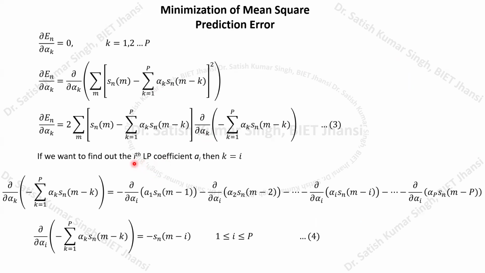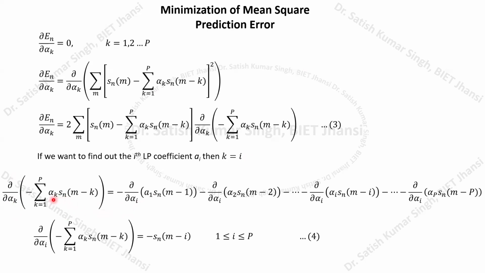Obviously, this ith predictor coefficient means its value will be between 1 to p, right? So let us say we are interested in alpha i. Just make this correction, it is alpha i, so this k will be equal to i. What we have to perform is differentiate dou upon dou alpha k, where this value of k is going to be i. So I am just substituting here, it is i.